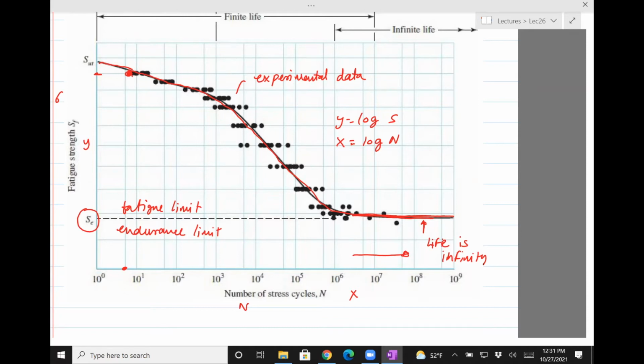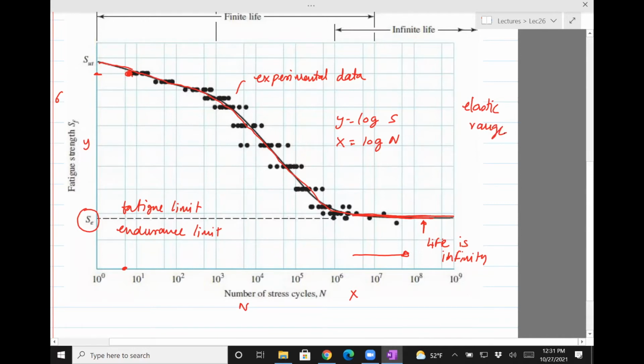This is all in the elastic range. We are all assuming that, yeah, right. The theory we are looking at, stress life theory, is for the elastic range, and the other theories are more for the plastic range. But you're right, this is all in the elastic range. Okay, so that's one thing.